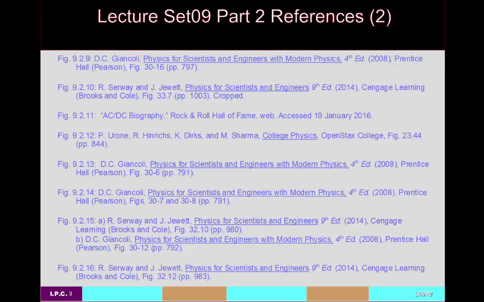And next time we're going to look at Maxwell's equations, Maxwell's predictions, and of course we're going to look at electromagnetic plane waves. So stay tuned for that.